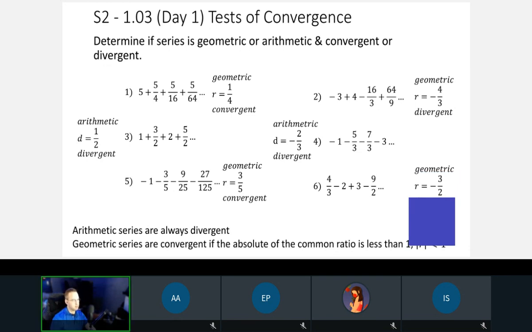And is that divergent or convergent? Emily says divergent, which I would agree because the absolute value of negative three halves is 1.5, and 1.5 is not less than 1. Therefore, it is divergent. Yep.